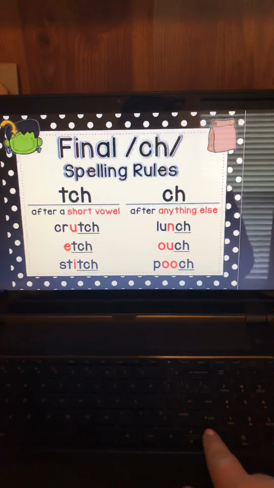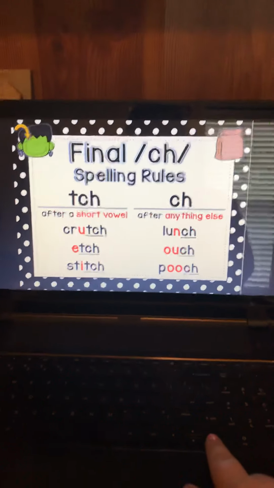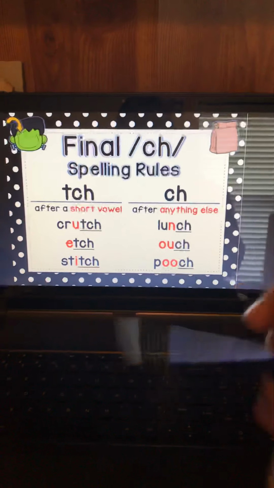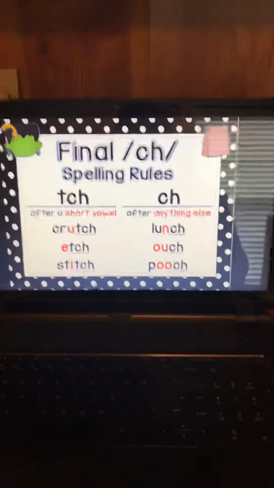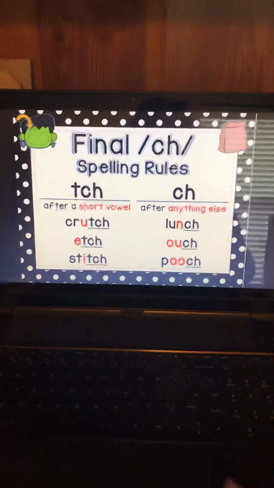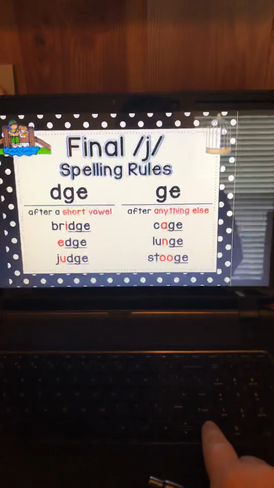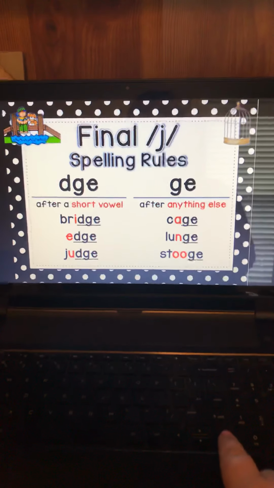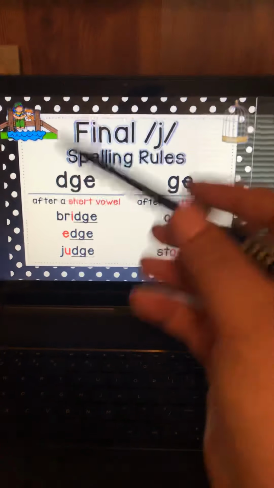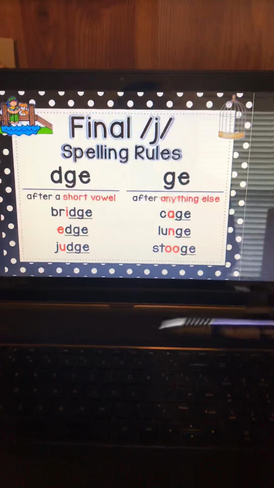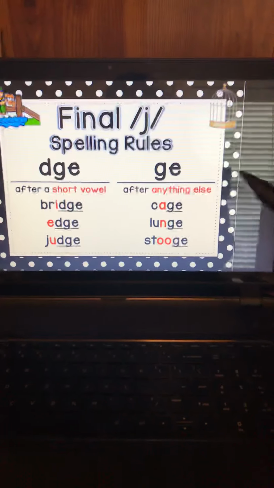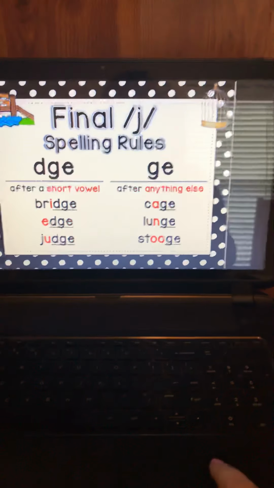Final spelling rules. We talked about this the other day, actually, in phonics. So, TCH after a short vowel, like crutch, etch, stitch, and CH after anything else. So like lunch, ouch, pooch. So diphthongs or anything else. Final J spelling rules. We also did this one not too long ago. So how do we know if it's D-G-E or G-E? We know it's D-G-E after a short vowel like bridge, edge, judge. So those are my short vowel sounds. G-E after anything else like cage, lunge, stooge.